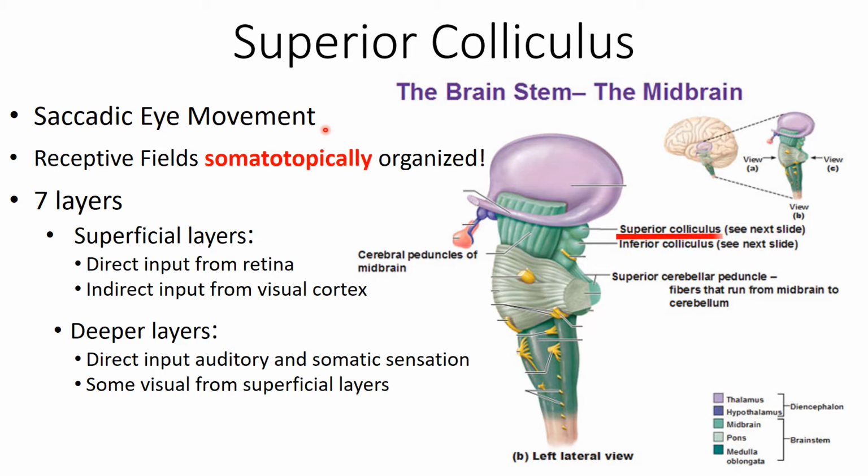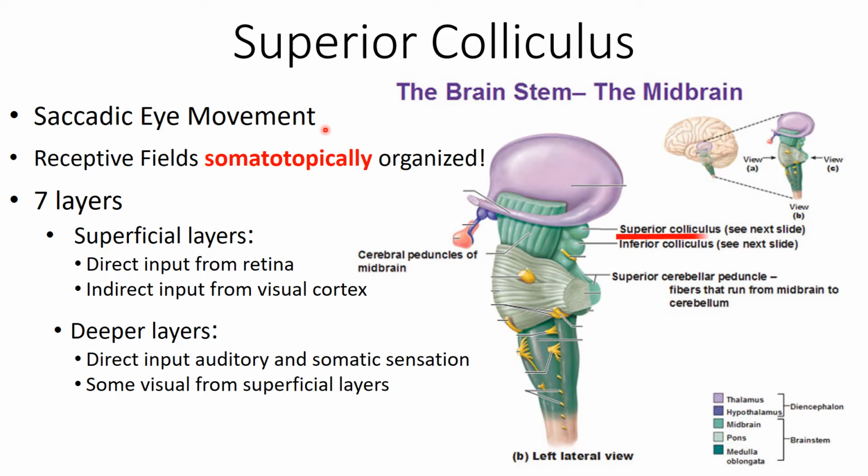Now, there are 7 layers to the superior colliculus, and the super layers, or superficial layers, receive direct input from the retina and also receive indirect input from visual cortex. These neurons in the superior colliculus are particularly interested in the periphery of the visual field rather than the center. So that foveal processing we talked about, that's mostly going to visual cortex. The superior colliculus is not so interested in the fovea, it's more concerned with the periphery.